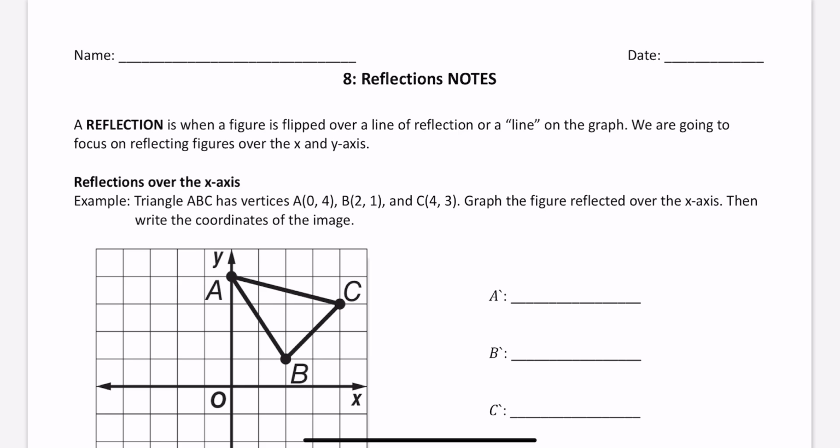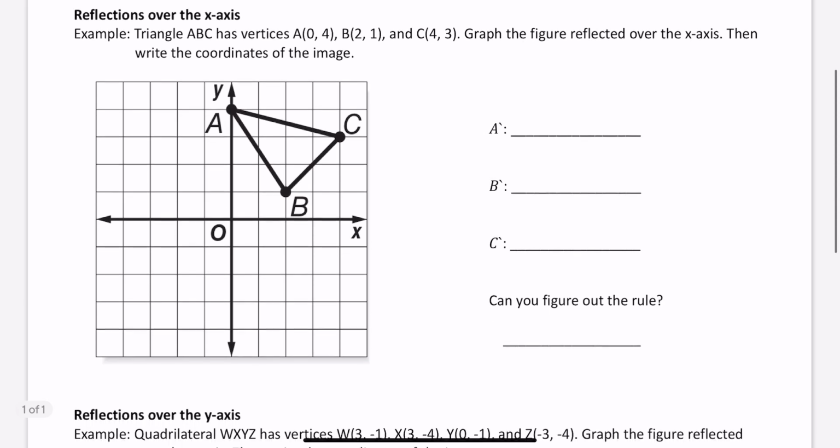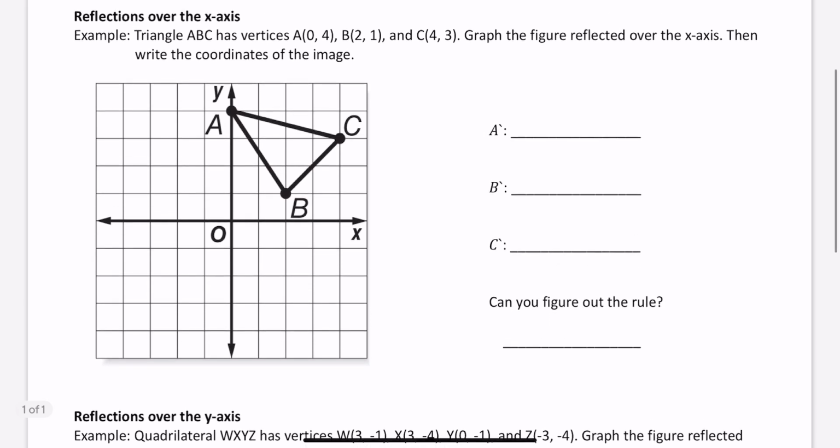Now I'm going to do a couple of examples about over the x and the y axis, okay? So this first example, we're going to reflect over the x-axis. I've given you a triangle, ABC, and it wants us to reflect it over the x-axis. So the first thing I want you to do is know where the x-axis is. Well, hopefully we know that this is the x-axis. So we're essentially taking this figure and we're going to flip it over the axis this way.